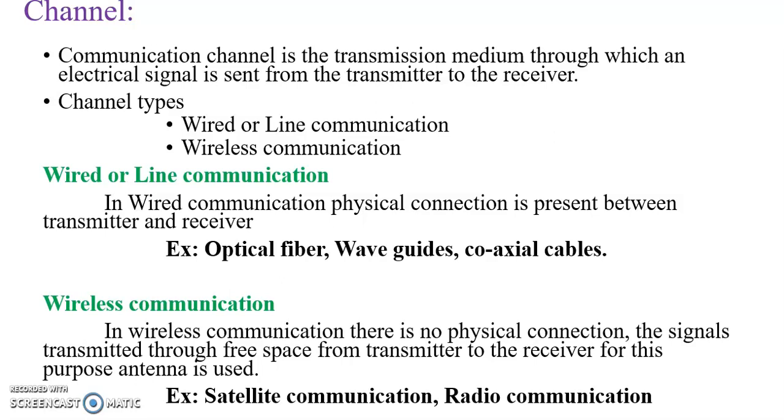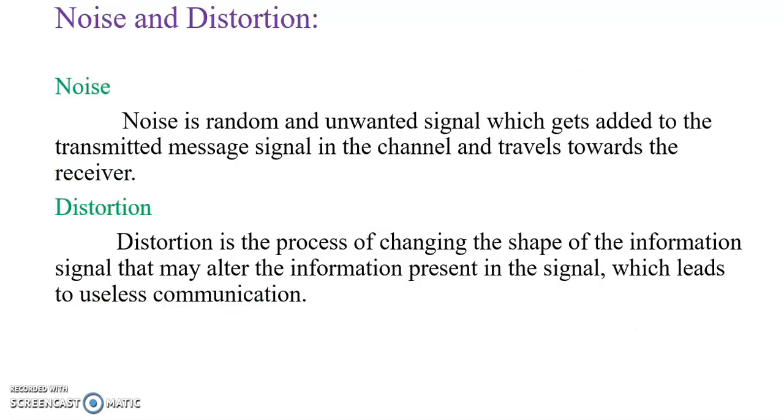The next one is the wireless communication channel. In this type of communication, there is no physical connection between the transmitter and the receiver. So our message signal is transmitted through free space, by using any type of antenna. And examples of wireless communication are satellite communication and radio communication.